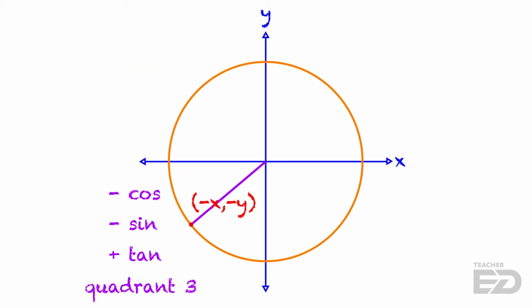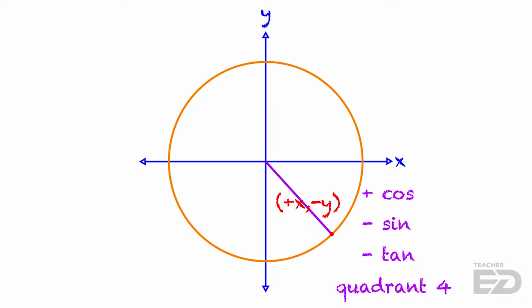In quadrant 3, the x value and the y value are now negative. Because of this, the sine and cosine are both negative, but the tangent is positive. Remember, tangent equals sine over cosine. Negative over a negative is a positive. In quadrant 4, the y value is now negative, but our x value is positive. This means that the cosine value is positive, but the sine and tangent are negative.